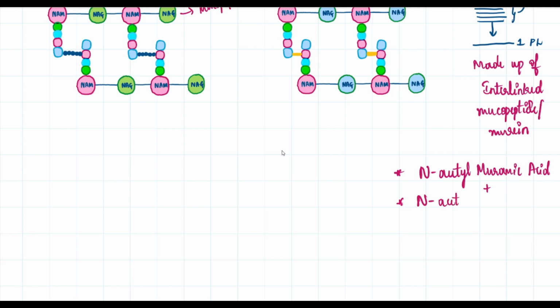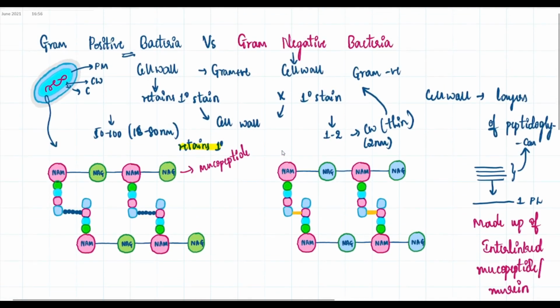N-acetyl glucosamine. So these two will repeat and form a chain. That particular single chain is nothing but a mucopeptide. And this is another mucopeptide. These two are interlinked by these structures. I will discuss what these structures are. So a single peptidoglycan layer is nothing but interlinked mucopeptides only.